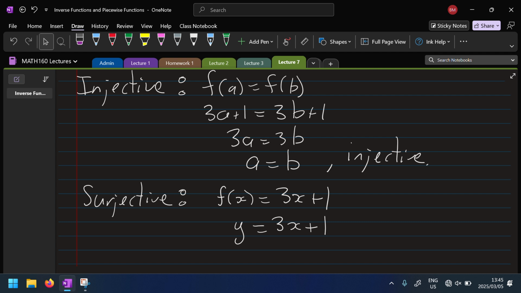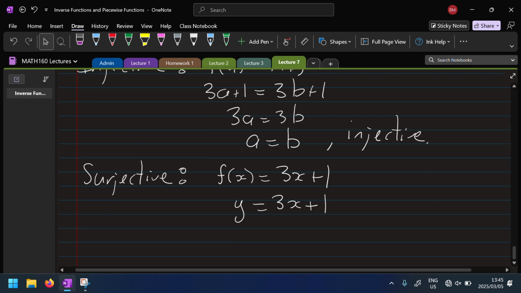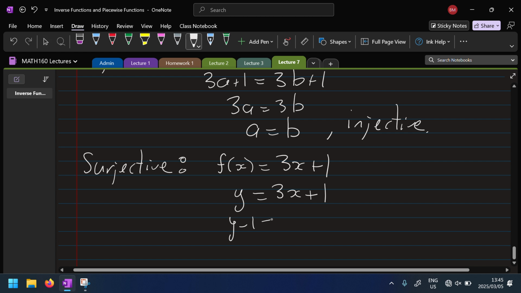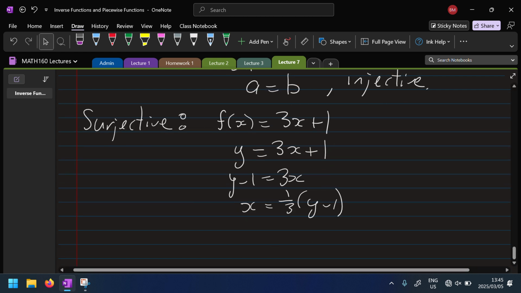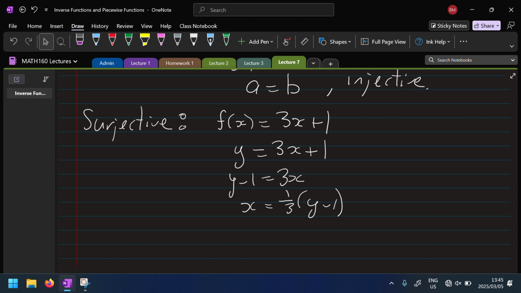Solve for x. Thank you. That's it. You've given me the y. I want to find x. How do you find x? Well, you solve for x. That's exactly what we do. So y minus 1 equals 3x. x equals 1/3 (y minus 1). So the y, that's what you give me. I'll substitute it into here. And my claim is that it gives you x. In this case, it's very easy to see, but let's check.